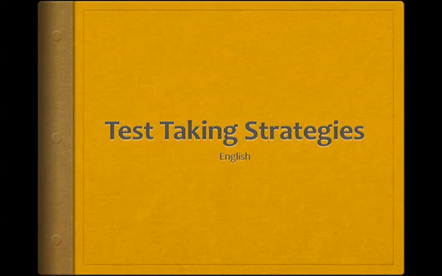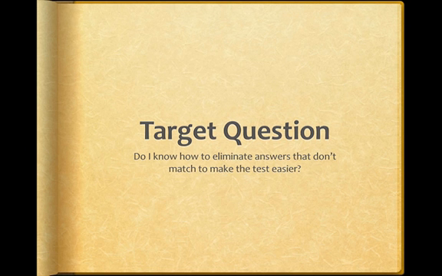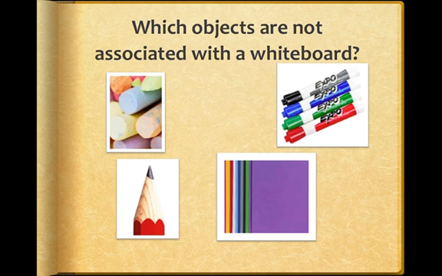Strategies for the English 10 test. Today our target question is, do I know how to eliminate answers that don't match to make the test easier? Which objects are not associated with a whiteboard?